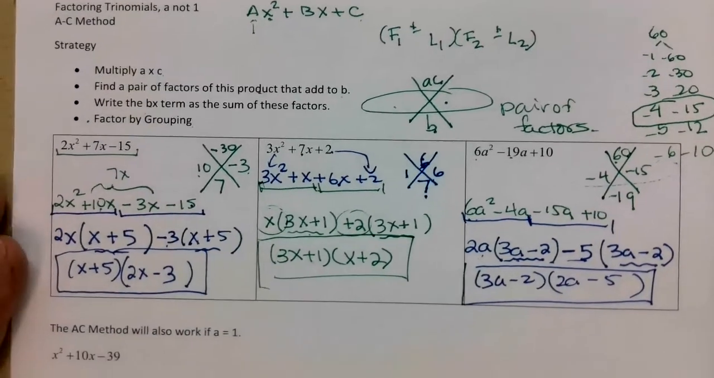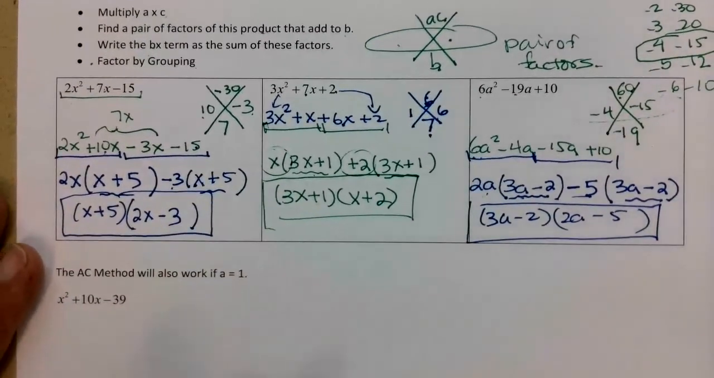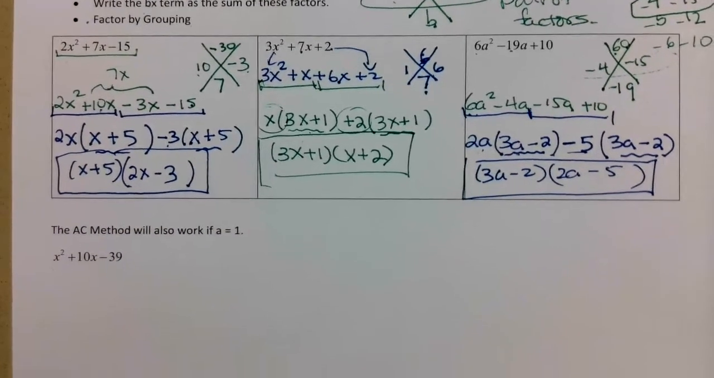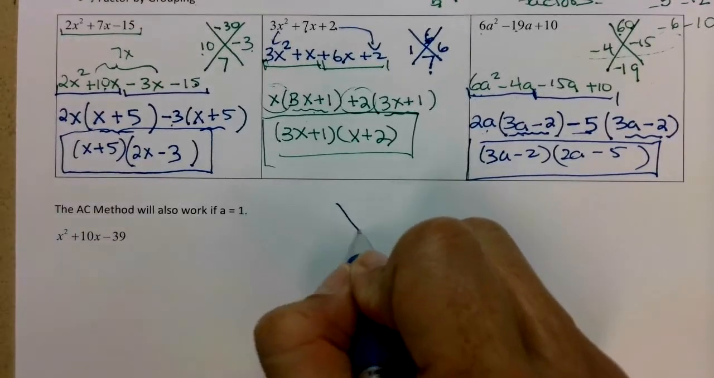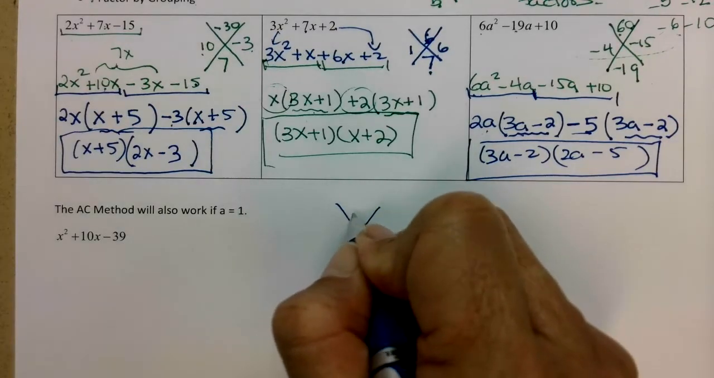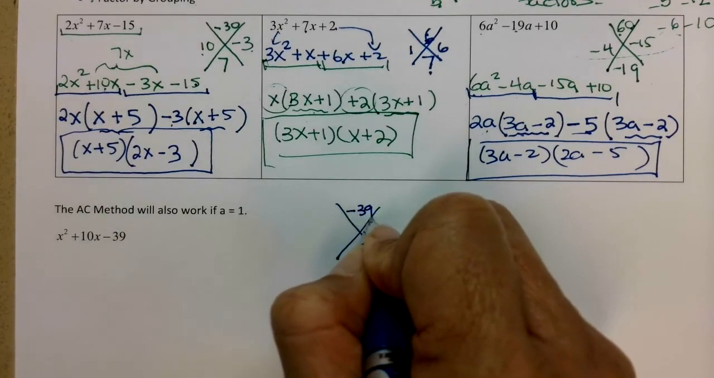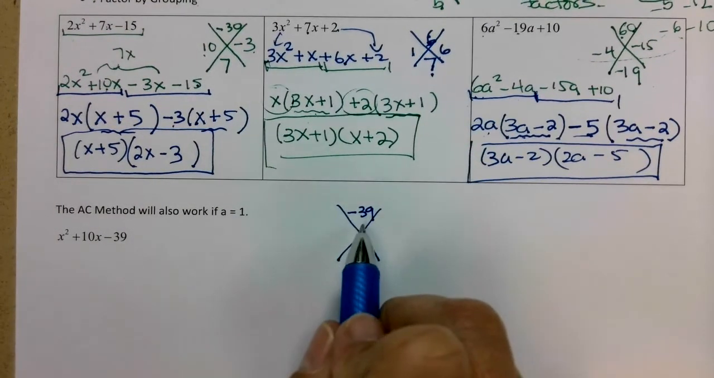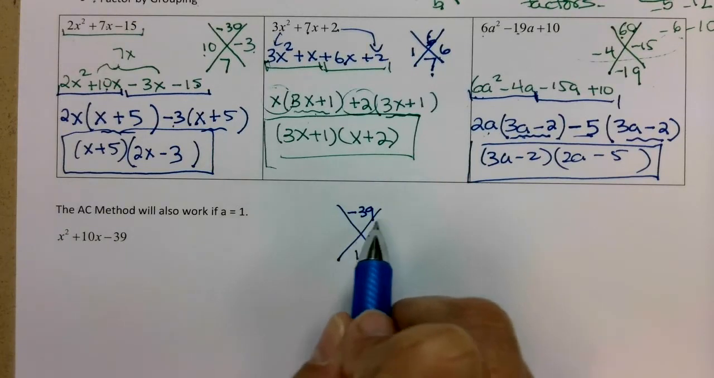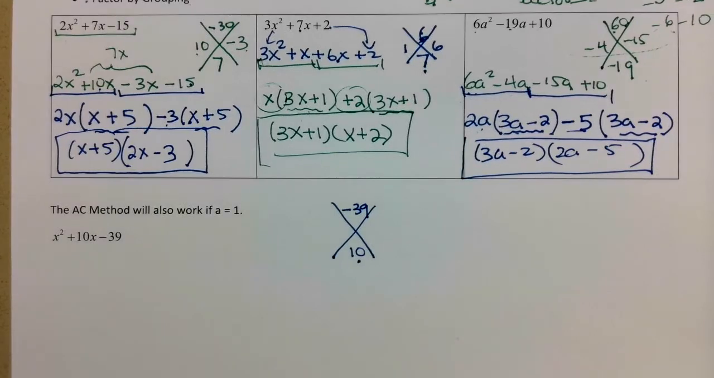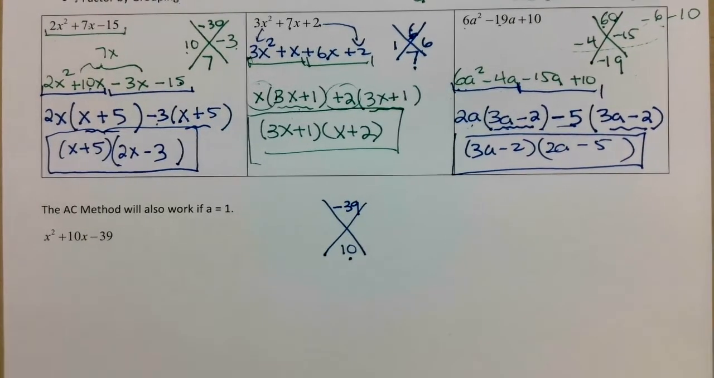All right, so just so you know, this AC method will also work if a happens to be 1. If your leading coefficient is 1, you can use this AC method just the same. So 1 times negative 39 is negative 39, and then 10 goes in the bottom. The 39 is negative, so I'll have 1 positive and 1 negative. 10's positive, so I know the bigger number has to be positive, so it wins.